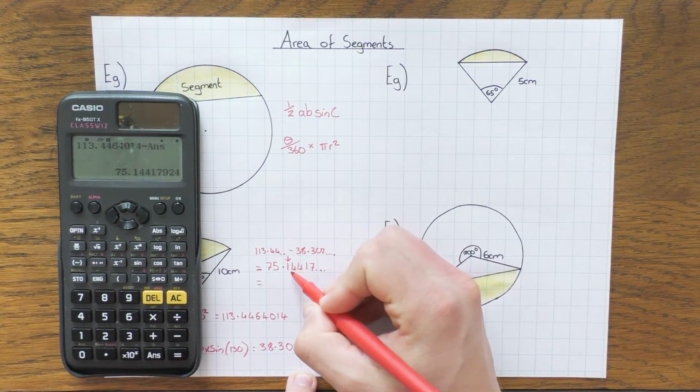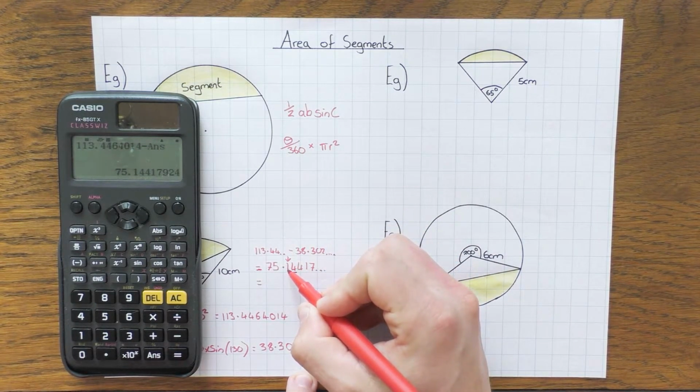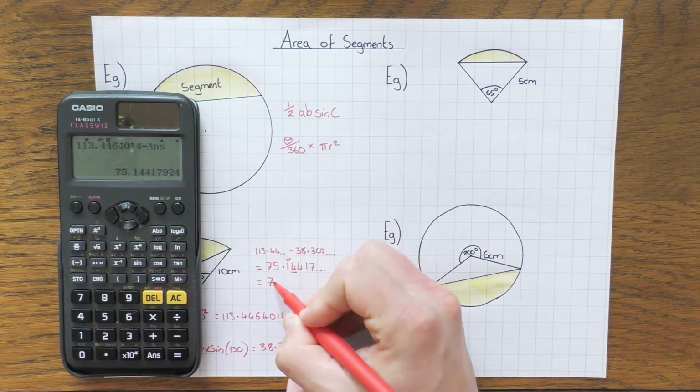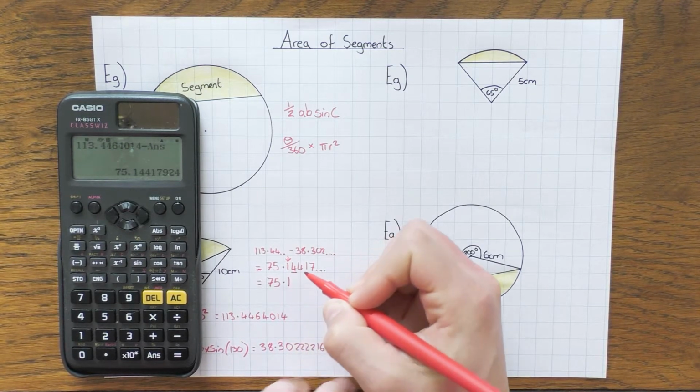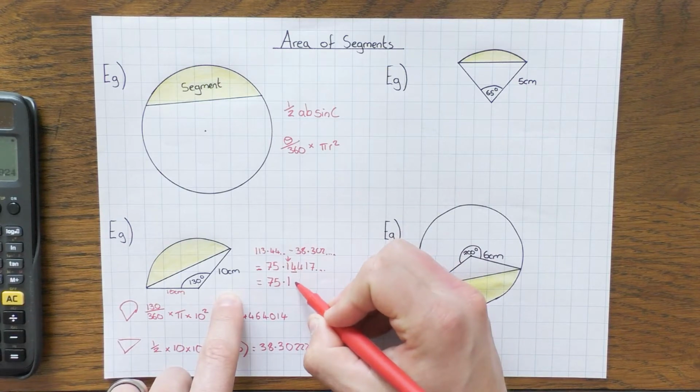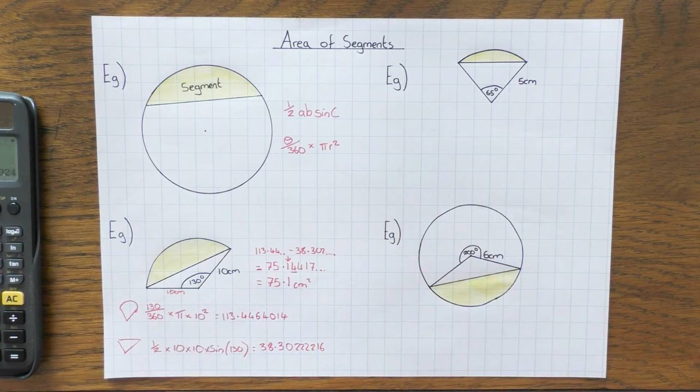Obviously the question might ask you to round to one significant figure or two significant figures or one decimal place. I like to round to one decimal place. So the first decimal place there is 1. 4 would tell you to round down. So 75.1, and of course it's area, so centimetres squared.